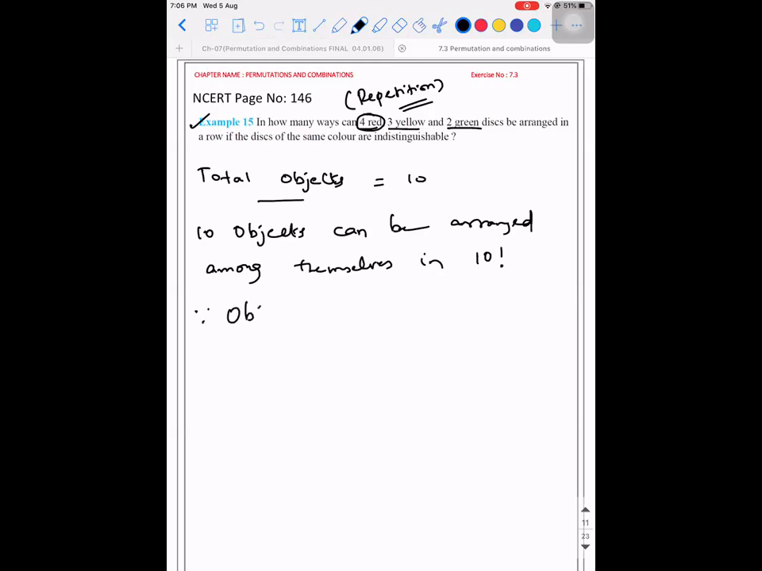But since objects are indistinguishable, what should be the answer? 10 factorial divided by, how many red are getting repeated? 4. So 4 factorial. How many yellows are getting repeated? 3. 3 factorial. 2 factorial. This will be the answer. I hope it is clear.